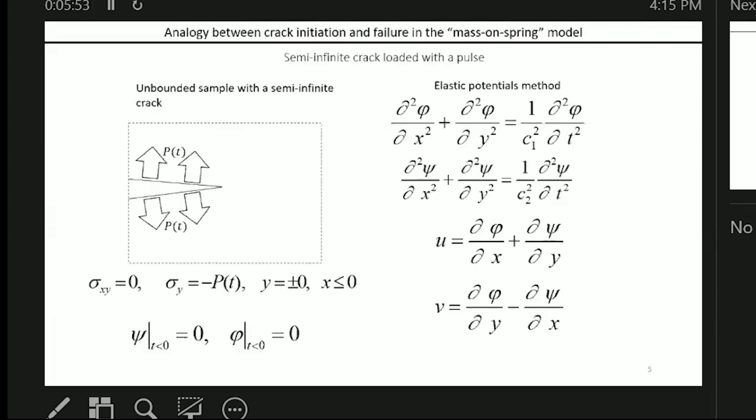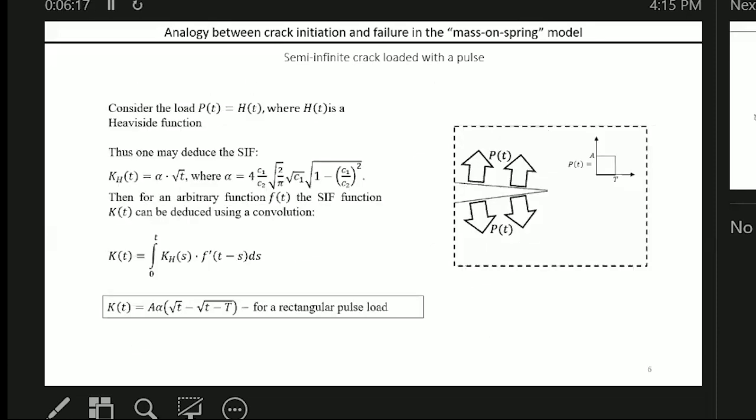But let's turn to the crack initiation. Let's consider a semi-infinite crack in the unbounded space, and this crack is loaded by a pulse, some function p, along all the length of the crack. We can solve this problem analytically using the potential method. And finally, for the case when p is the Heaviside function, the step function, we can find an analytical solution for the stress intensity factor.